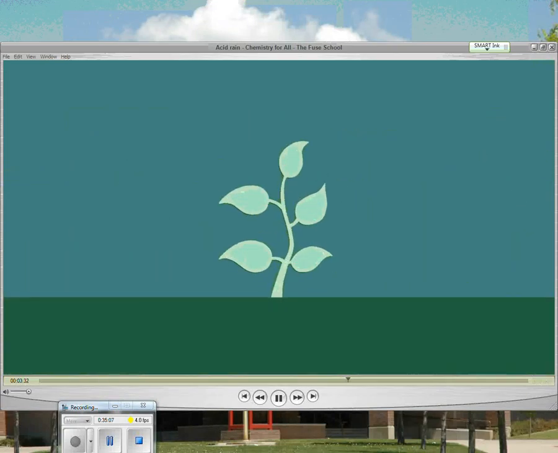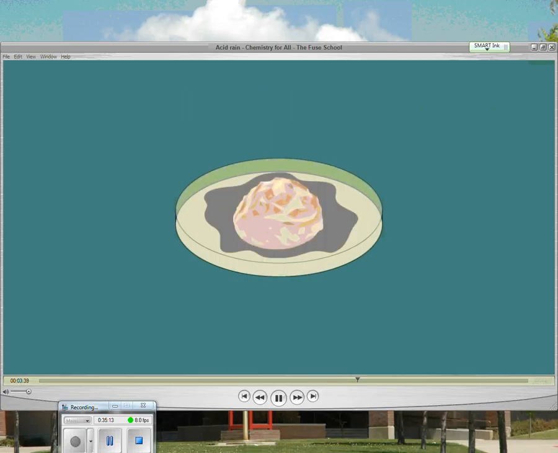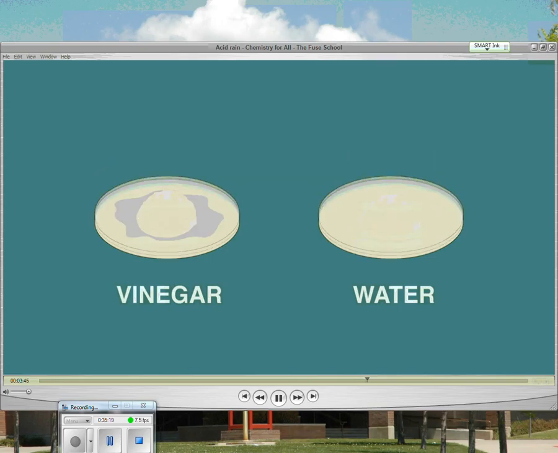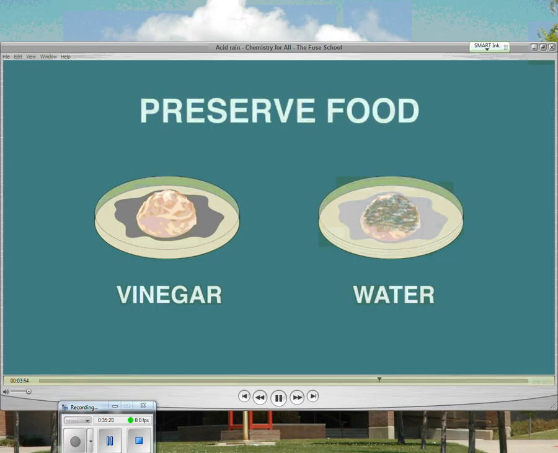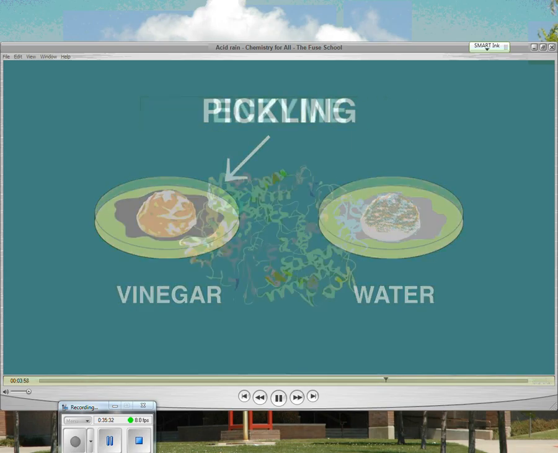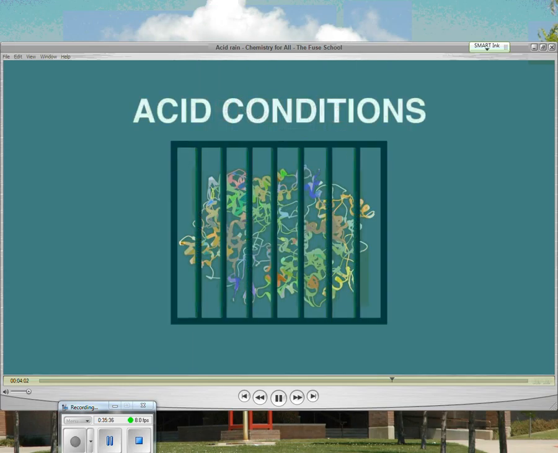Well, living things don't grow well in acid conditions, and it's easy to demonstrate this. Soak a slice of bread in vinegar and another in pure water, leave them open for a little while, and then leave them covered for a week. You will find that the bread soaked in vinegar has not gone moldy, whereas the other bread has. In fact, we use vinegar to preserve food in a process called pickling. This is the case because certain enzymes which are vital for growth are unable to function in acid conditions.